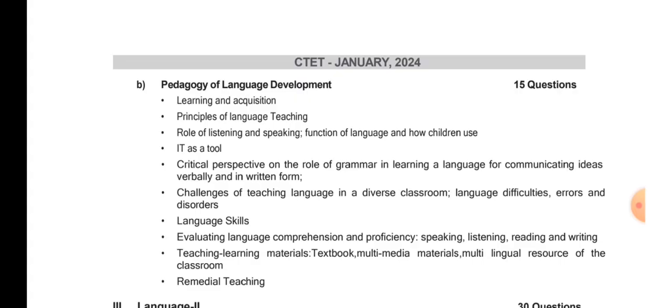Now, teaching-learning materials: textbook, multimedia materials, multilingual resources of the class. This is very important. So we as teachers know that we are supposed to use different kinds of teaching aids or teaching materials in order to make our teaching more effective, more attractive and more engaging, right? So we as teachers try our best to make use of charts, flashcards, blackboards, whiteboards, the multimedia room, digital content, videos, hands-on activities, practicals, experiments. So all those things we do.